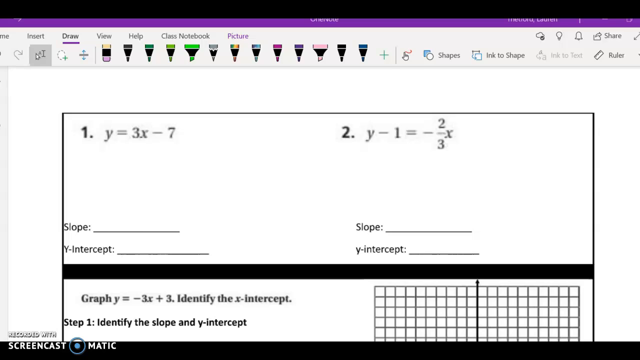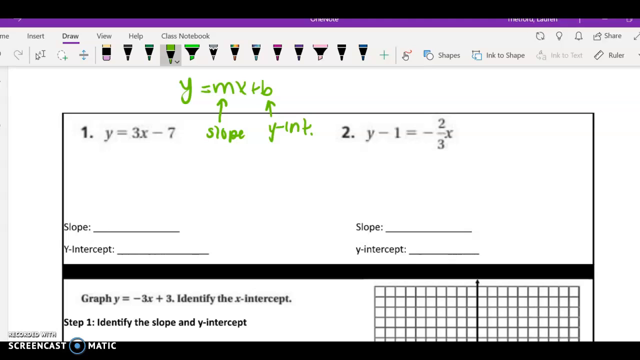Okay, so we know that we need the equation in y equals mx plus b form, where m is our slope and b is our y-intercept. And so you can see in equation 1 that it's already in y equals mx plus b. The y is by itself.